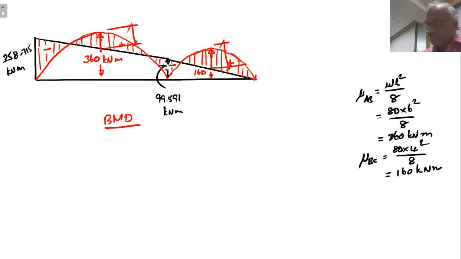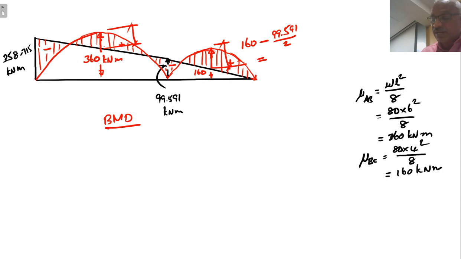99.591 by 2. So 160 minus 99.591 by 2 will be the net positive moment. This is the moment for which the midspan section is to be designed. So here we have to find out the average of these two values.